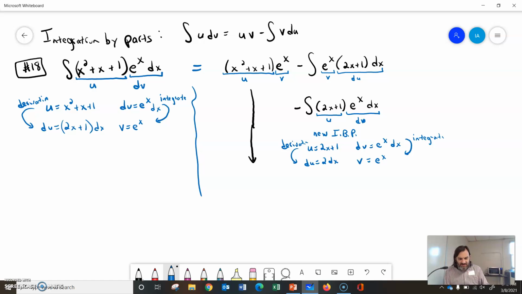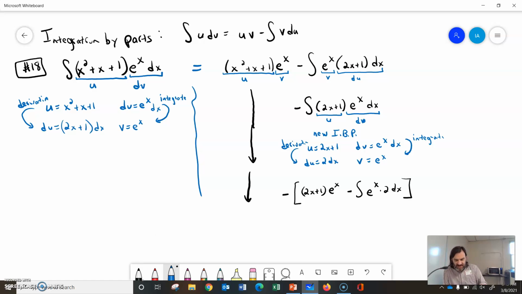So let's see. Still pulling everything down. What do we have now? We put it back together. We got this minus way out front. And then we'll have a uv. So that'll be 2x plus 1 e to the x minus the integral of v, that's e to the x, times 2 dx. Okay. So take a look at that. So there's a minus that was in front of the integration, still bringing everything down. So now we got another piece that's already handled.